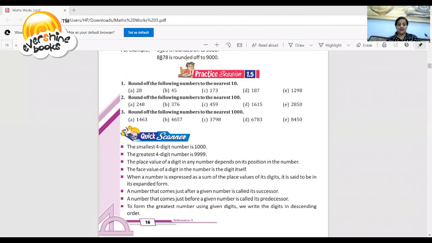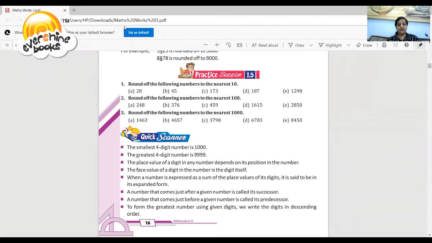Yes, students, round off the following numbers to the nearest 10. I have already told you, if we want to round off a number to the nearest tens, nearest 100, nearest 1000, how will we do it? Let's start our exercise number 1.5. In that we will round off numbers to the nearest 10, 100 and 1000.